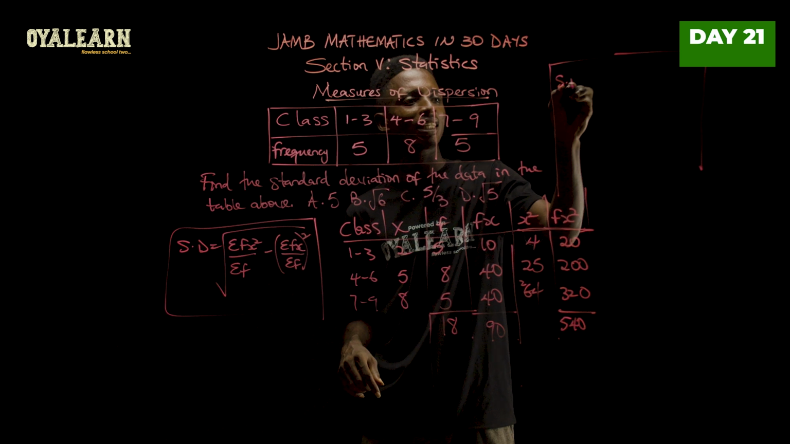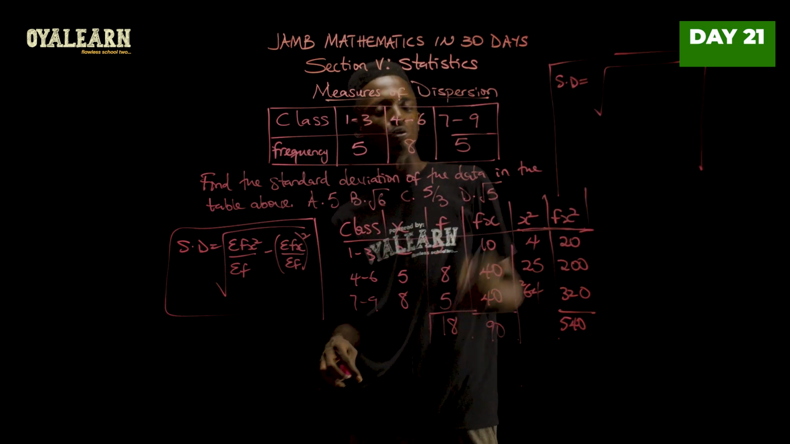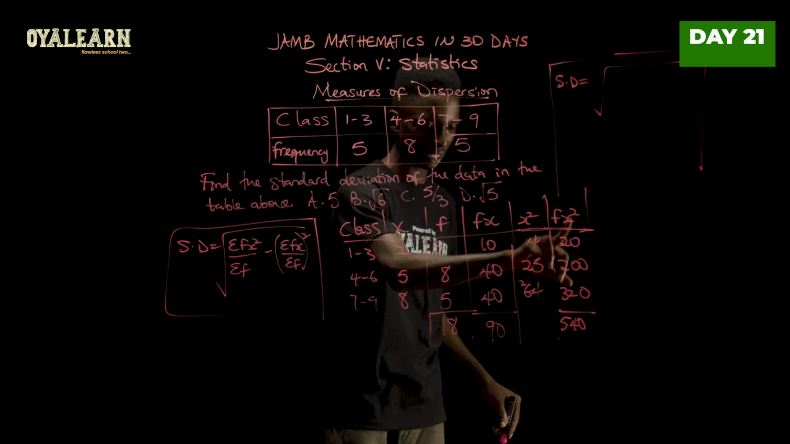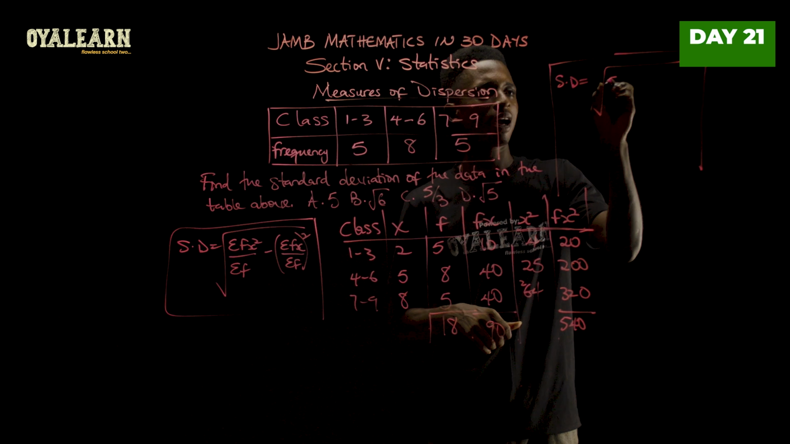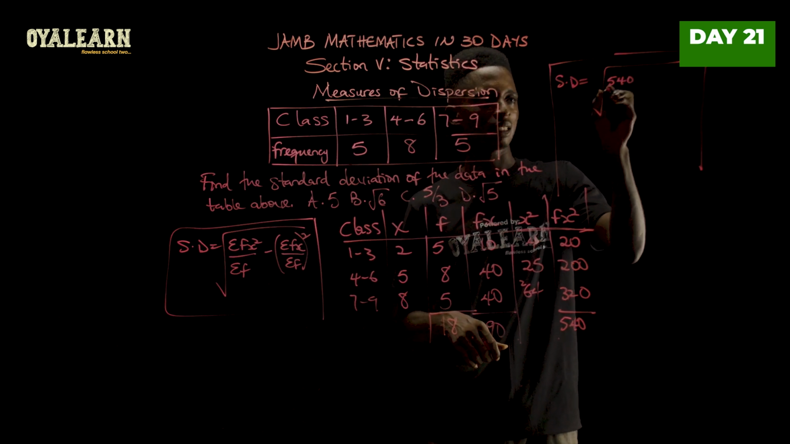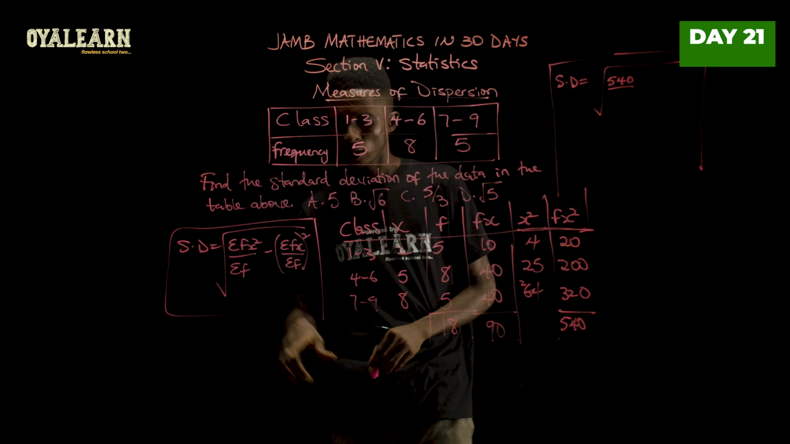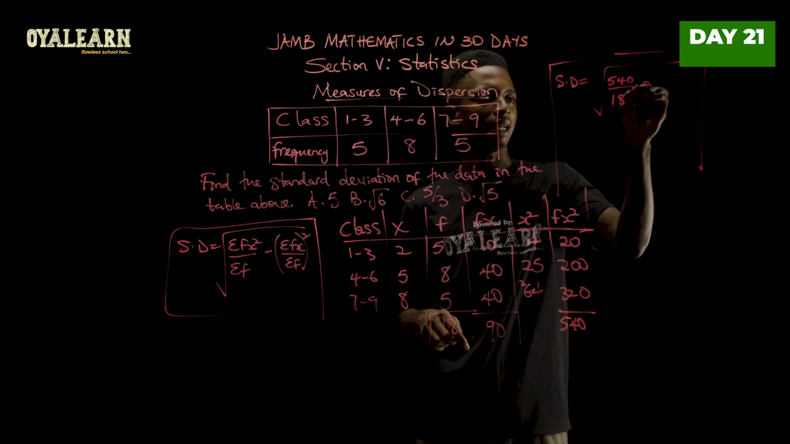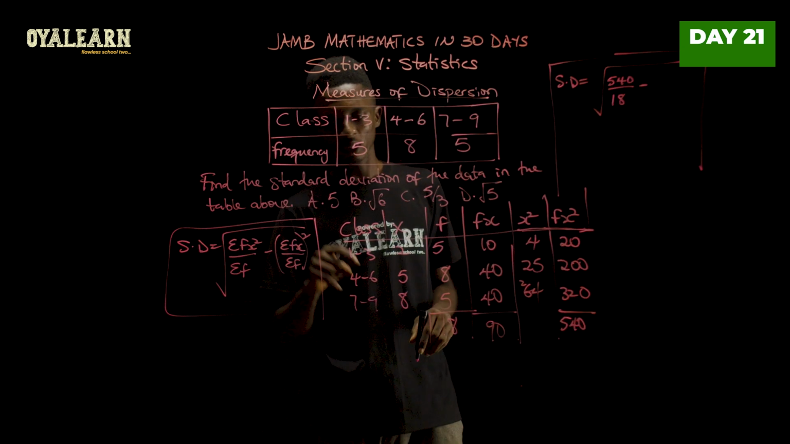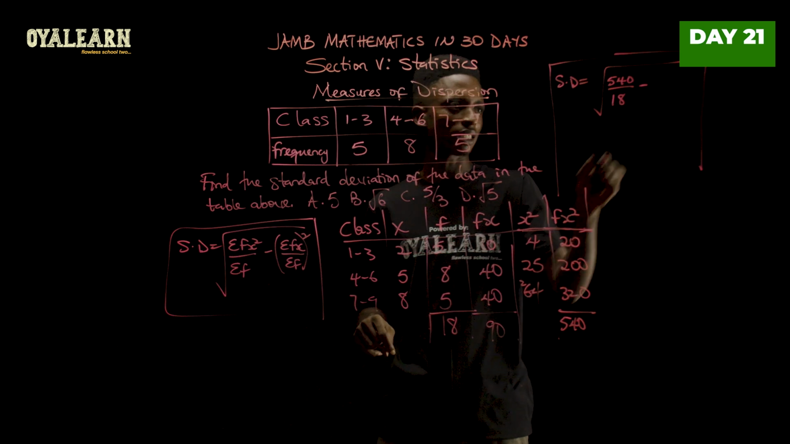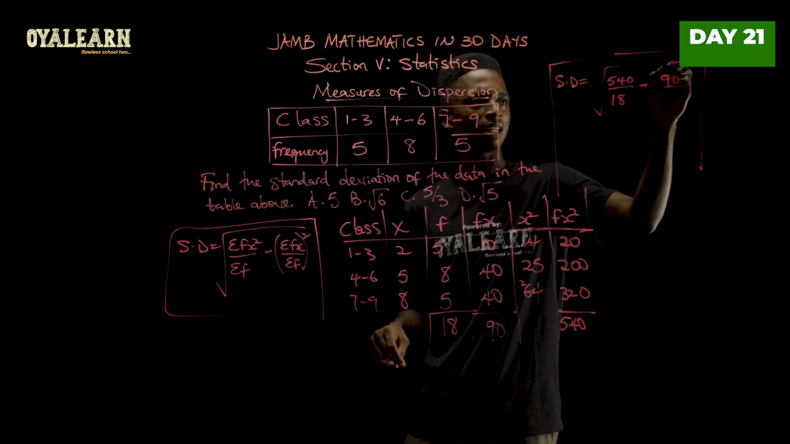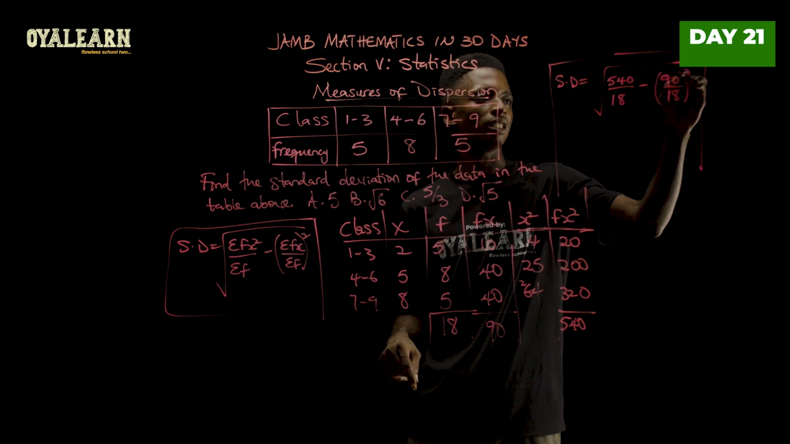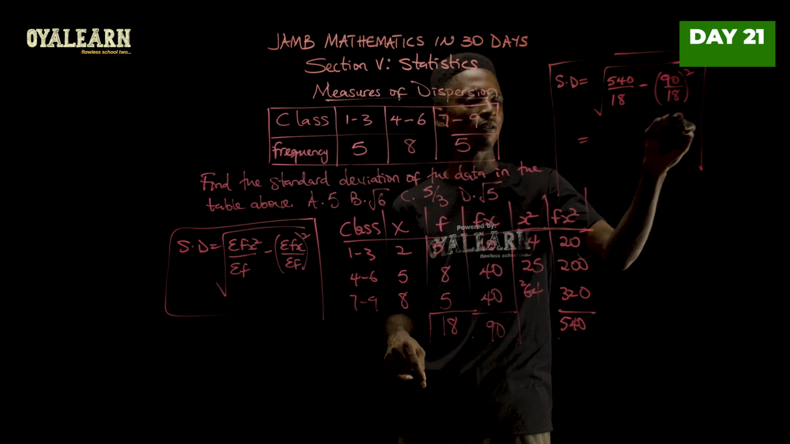So, standard deviation would then be the square root of, now let's pick it, we have summation fx squared, which is this part. So we're going to be having 540 divided by summation f, 18, minus summation fx, which is 90, divided by summation f, 18. This value has to be squared. So what we have here will be square root of.